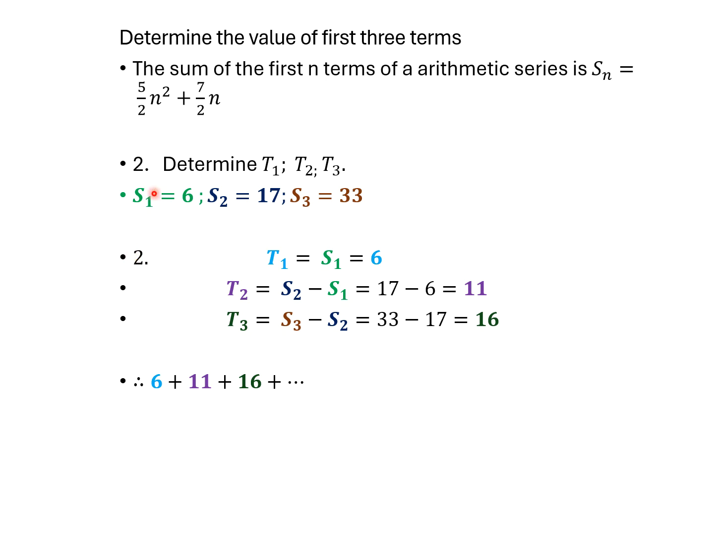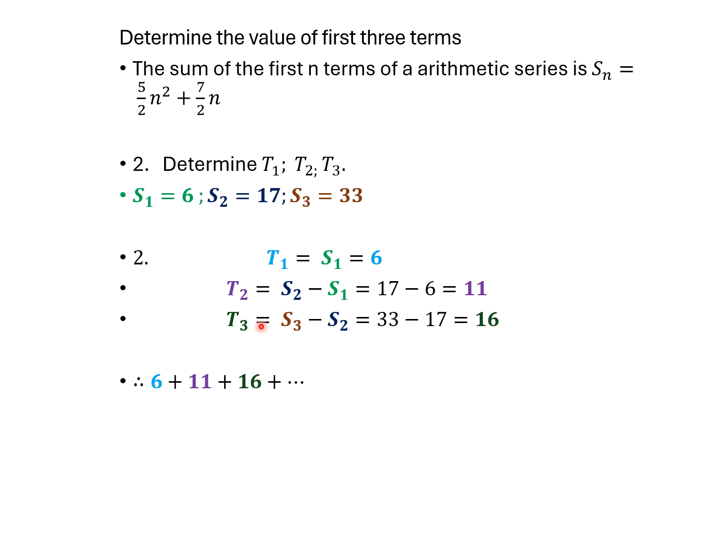So very important, and remember, now follow me very carefully. Write it down, make sure you understand it. Term 1 will always be the sum to 1 term, because it's just one term that we've added. But term 2 would be the sum to 2 terms minus the sum to 1 term. So adding 2 terms gives me 17, adding 1 term gives me 6. So I subtract that, I get the term in between that was used to go from 6 to 17.